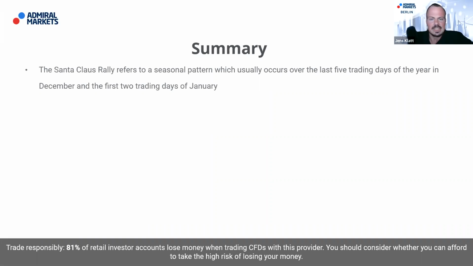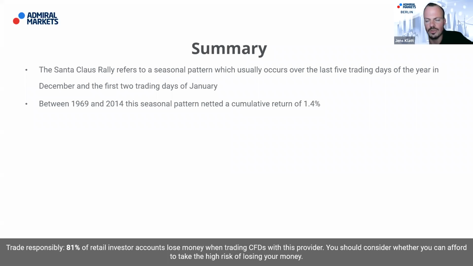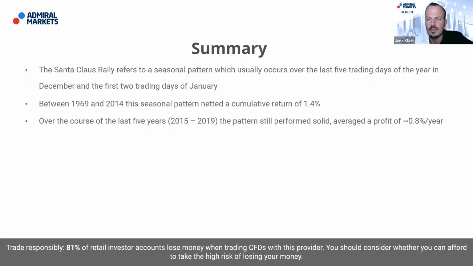So let's sum this up. The Santa Claus Rally refers to a seasonal pattern which usually occurs over the last 5 trading days of the year in December and the first 2 trading days of January. Between 1969 and 2014, this seasonal pattern netted a cumulative return of 1.4%. This hasn't changed between 2015 and 2019, despite the fact that the probability, the hit rate, increased slightly over this time span.